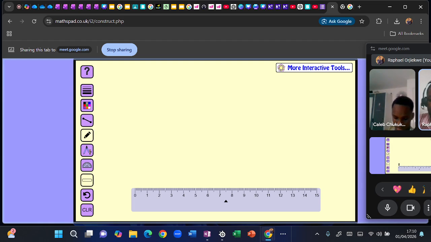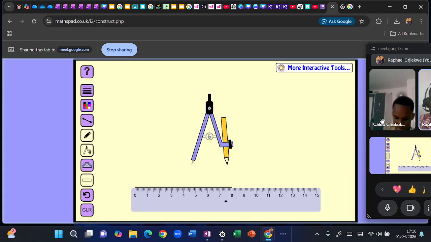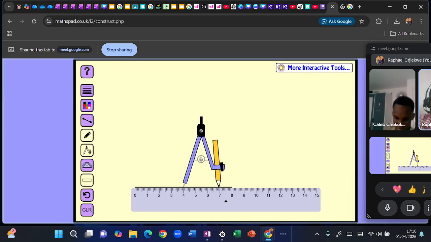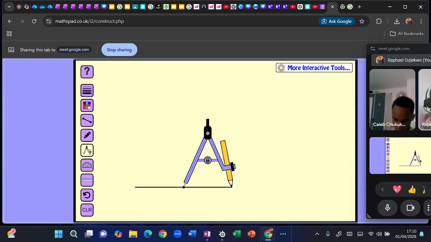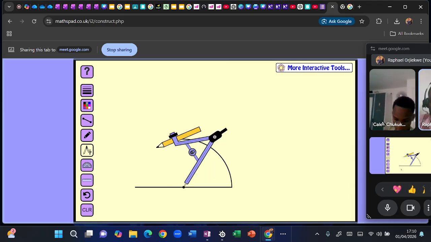We have 0 to, I can choose anyone. I think today I'm going to choose 0 to 8. I could choose 0 to 10. I could choose anyone. Bring in my compass. I put in the middle. I think I can do exactly 4 to 8. Great. Now I'm going to lock this and hide my ruler. Now I'm going to draw a circumference.